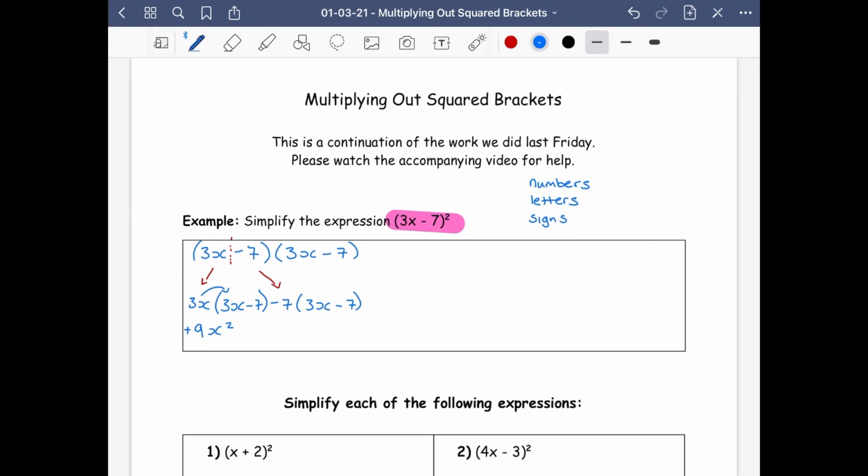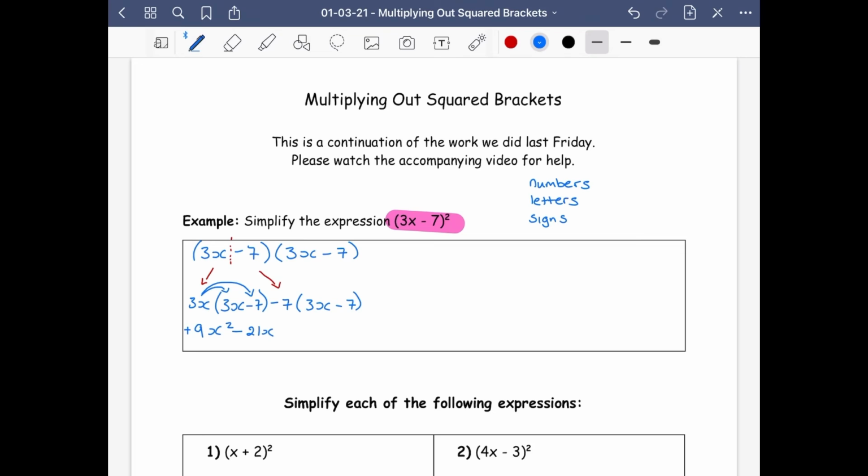Now that we've multiplied 3x by 3x, we're going to multiply the 3x outside by the minus 7. So 3 by 7 is 21. There is an x on the 3x, so there should be an x in our answer. And that 3x is a positive and the 7 is a negative. And a plus by a minus will make that a minus 21x.